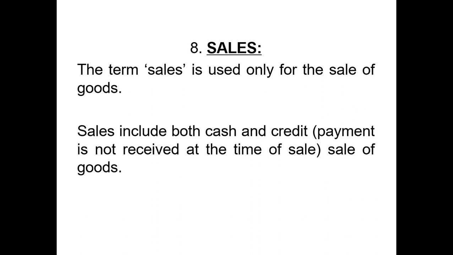Similarly, the term sales. The way we have used the term purchase is only for the purchase of stock. We use the term sale only for the sale of stock or sale of goods, nothing else. So if we are selling furniture, machinery, a building, or any other asset that is there in the firm, we are not using the term sales. We will only use the term sales when we are selling out our finished goods. It may be toys, it may be clothes, anything in which we are actually dealing in.